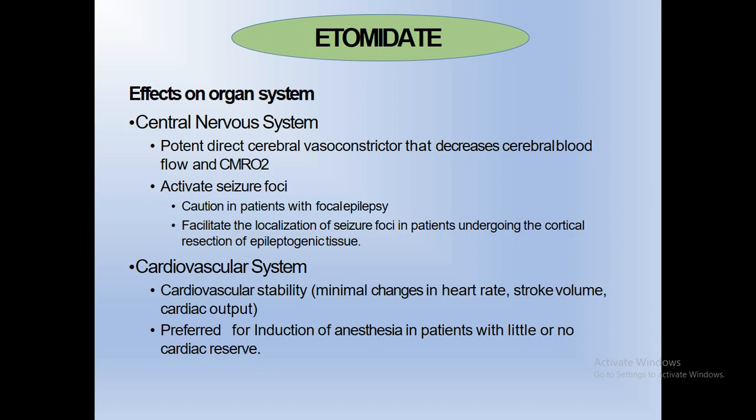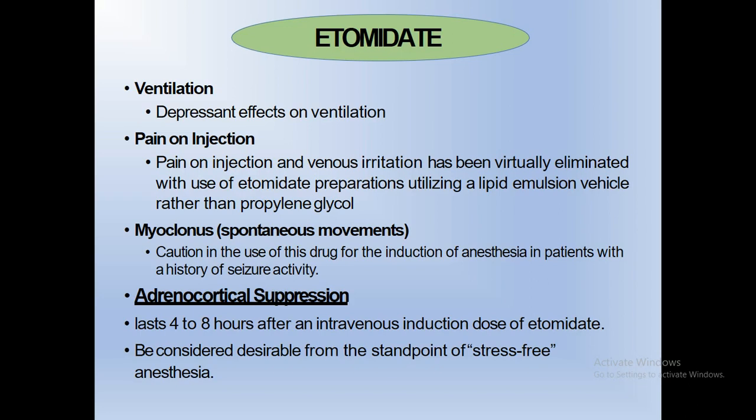In the cardiovascular system, etomidate provides cardiovascular stability, with minimal changes in heart rate, stroke volume and cardiac output. It is preferred for induction of anesthesia in a patient with little or no cardiac reserve. Etomidate has a depressant effect on ventilation. Pain on injection and venous irritation have been virtually eliminated with the use of an etomidate preparation utilizing a lipid emulsion vehicle rather than propylene glycol.